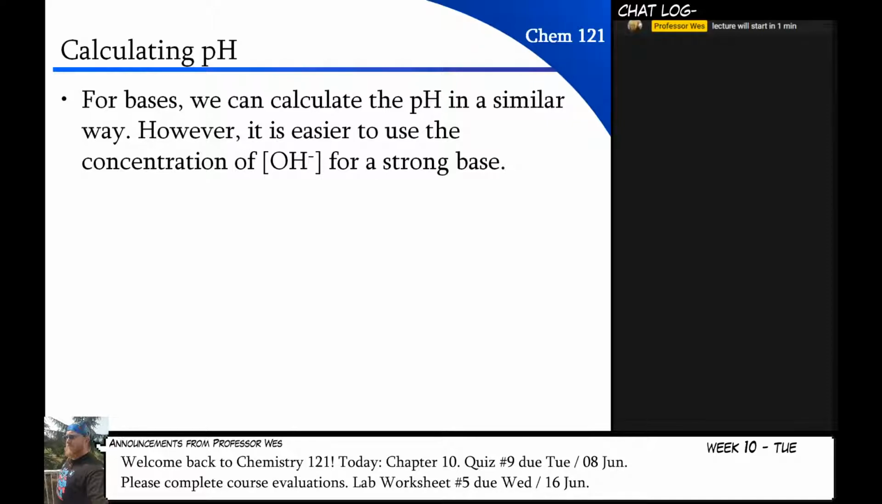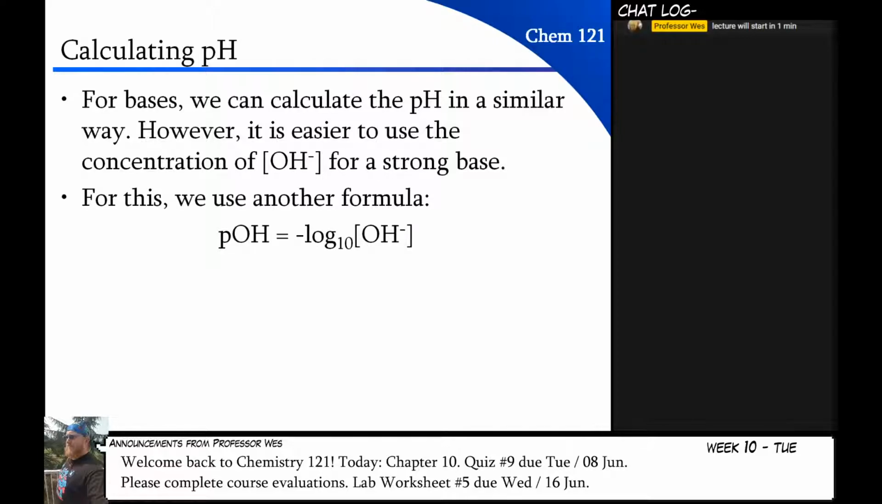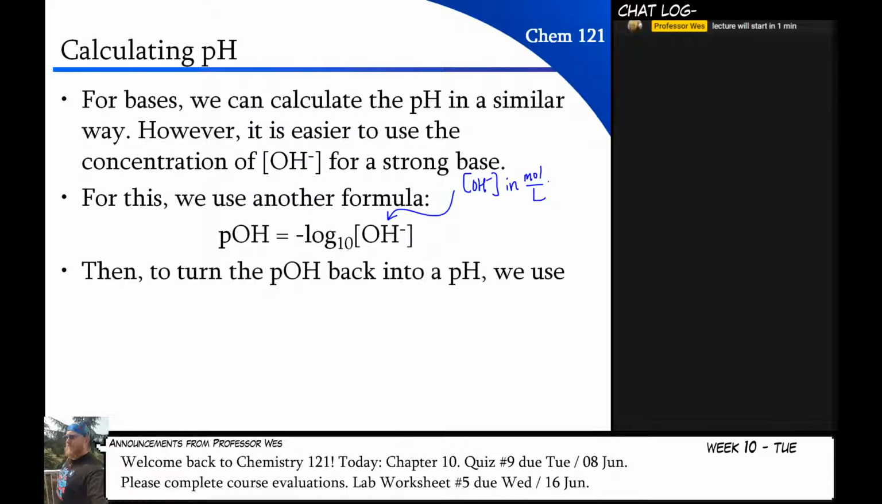Now, the pH for a base can be calculated in a similar way if you know how much H+ is in there. However, if you know how much OH- there is instead, you can calculate the pH in a different way. We calculate what's called the pOH. For this, you just put in the molarity, in moles per liter, of the hydroxide. That will give you the pOH, and then you use that in this formula here: 14 minus pOH equals pH.